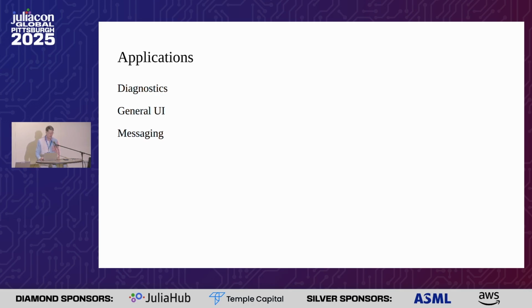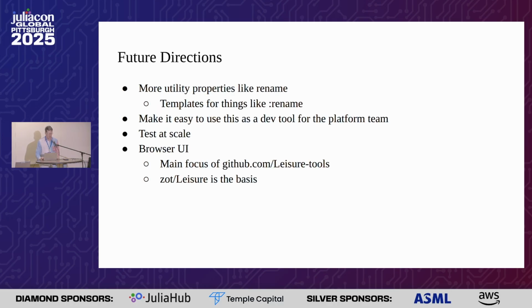Applications for this are diagnostics, also just general user interface, and even messaging between Julia programs. So if you had 5,000 programs, you could actually use this to communicate between them. Something I didn't cover is that there are 4 different types of blocks. A data block just holds data, which can be useful for summaries and stuff. And then there's a delete block that deletes old stuff.